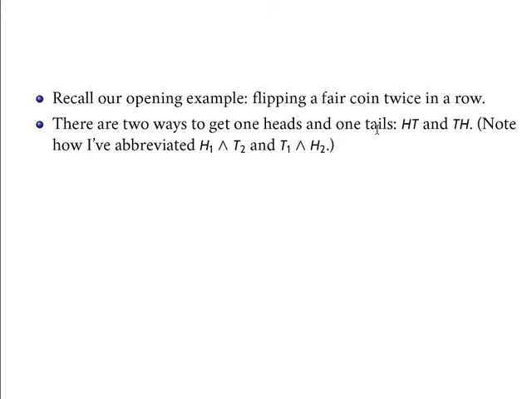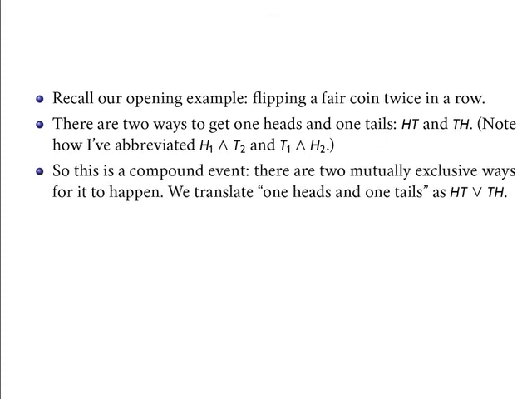So these are the two ways that you can get one heads and one tails. You can get heads first and tails second, or you can get tails first and heads second. So the event of getting one heads and one tails is compound, in the sense that there are two mutually exclusive ways for it to happen. Getting heads first and tails second is mutually exclusive from getting tails first and heads second, because they're different outcomes. So here we have identified the outcome of getting one heads and one tails with either one or the other of two mutually exclusive particular ways of things turning out.